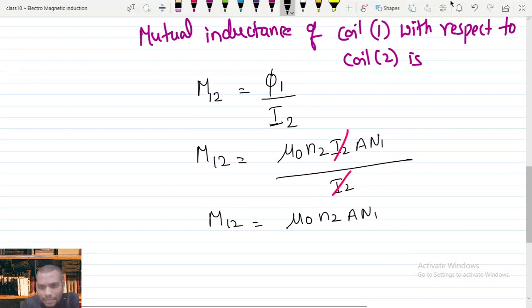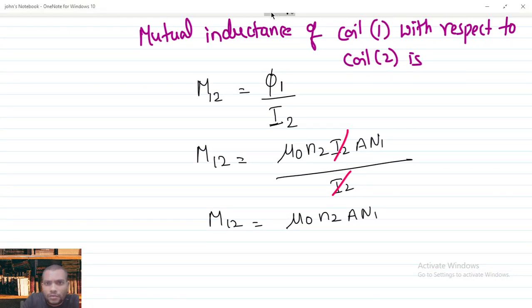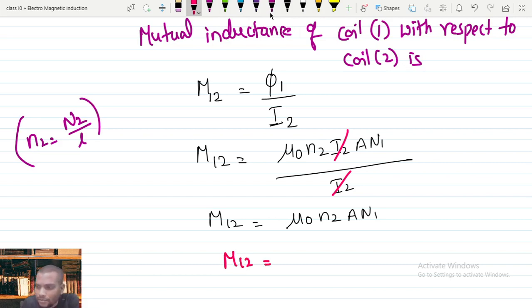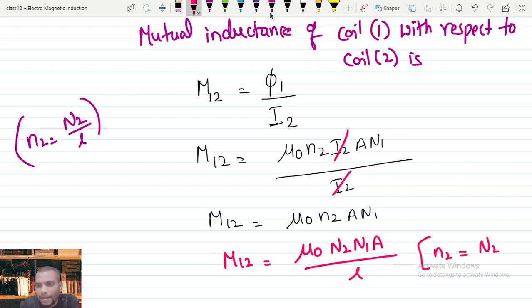I would like to rewrite this expression in terms of capital N2, since we know that little n2 equals the number of turns per unit length. So if we rewrite this expression, M12, the mutual inductance of the first coil due to the second coil, equals mu naught times capital N2 and capital N1 times area upon L. Here I replaced little n2 with capital N2 upon L.